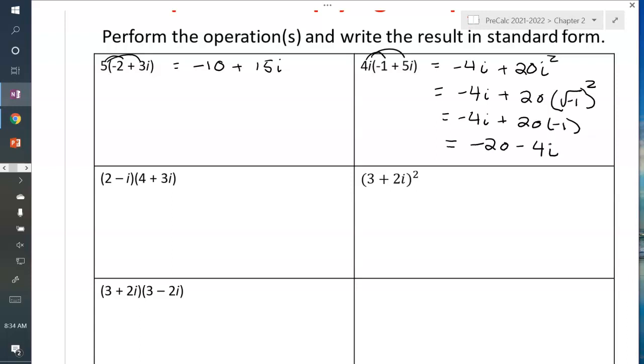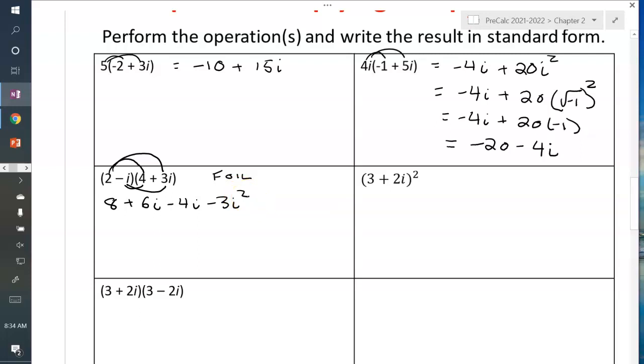Next one, I have 2 minus i times 4 plus 3i. So distribute just like you do with polynomials, or you can think of it as FOIL, where you do your first, outside, inside, and last. I think distribute, so I'm distributing the 2, so I get 8. I distribute the 2 again, so I get 6i, and then I distribute negative i, negative 4i, and I distribute negative i again, negative 3i squared. If you FOIL, you get the same thing.